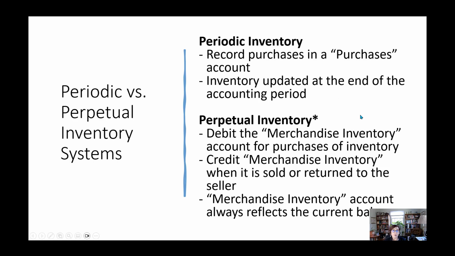Because most companies are using computers, of course, to keep track of their inventory, most companies use some form of a perpetual inventory. Perpetual, of course, if something is perpetual, that means it keeps going on, right? And perpetual inventory means that the merchandise inventory account is always up to date. So when you look at the account, it's going to tell you how much inventory you have. When inventory is purchased, the inventory account is increased, and then it's decreased whenever inventory is sold.